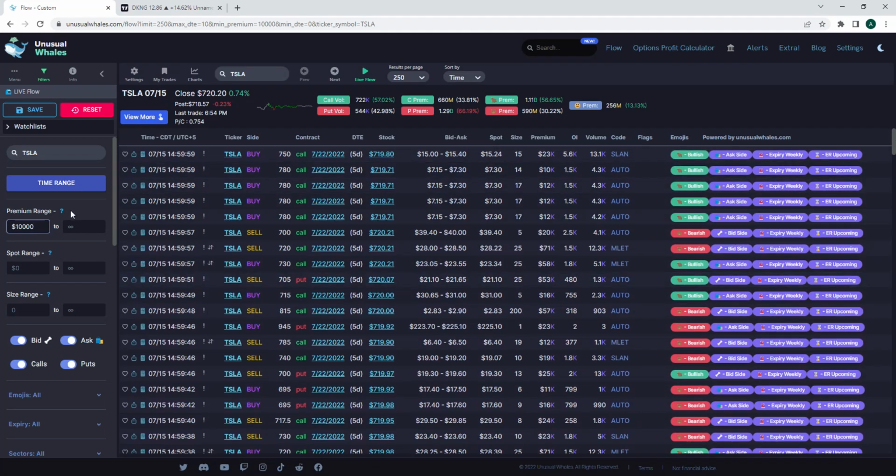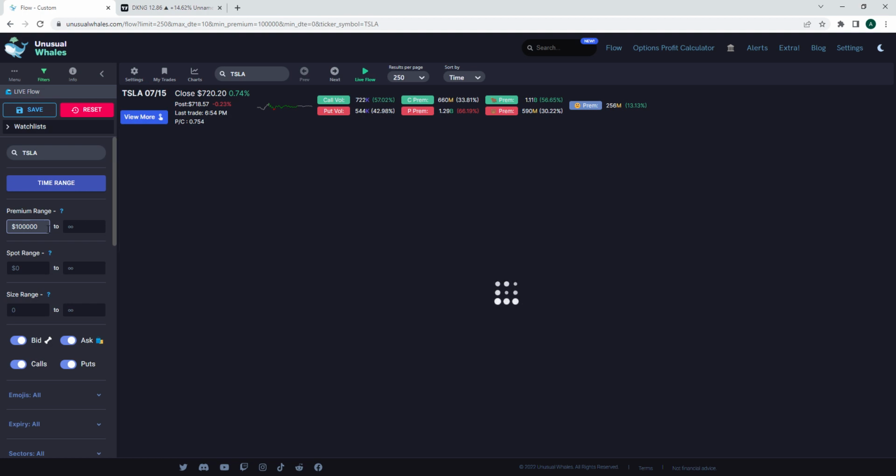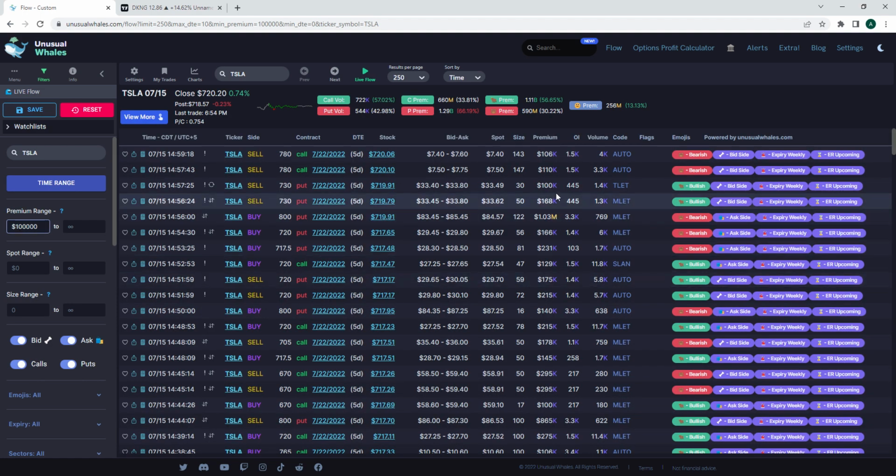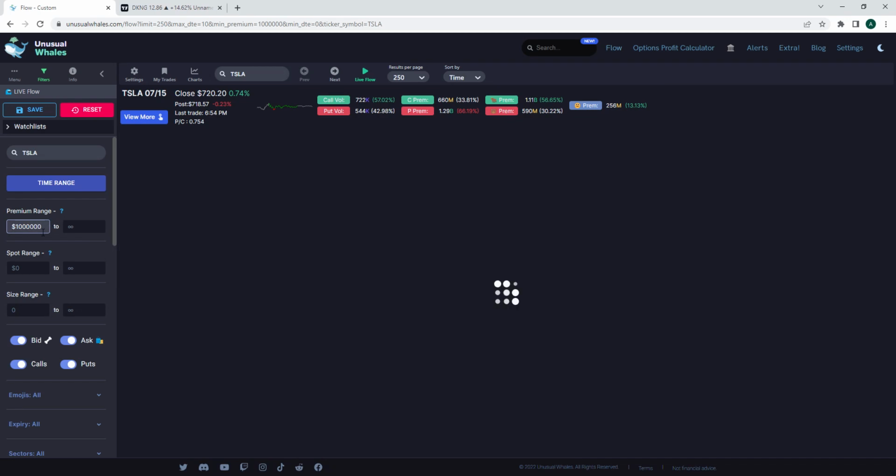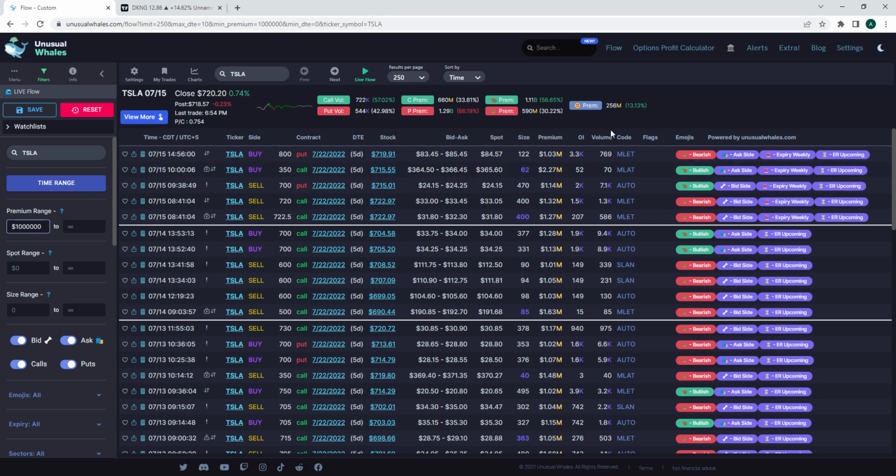So with Tesla, with premium, it's nuanced. You can change the premium, and it depends on your days of expiration too. With a shorter range, I will go down a little bit in premium. I'll show you what I mean. Let's go to a million. So if you do $1 million on Tesla, here we go. We have a lot less data to go through, but these are more the significant players.